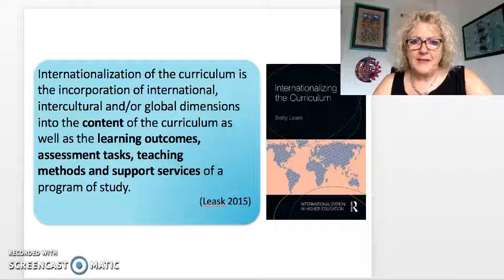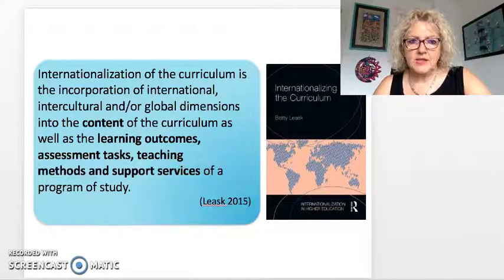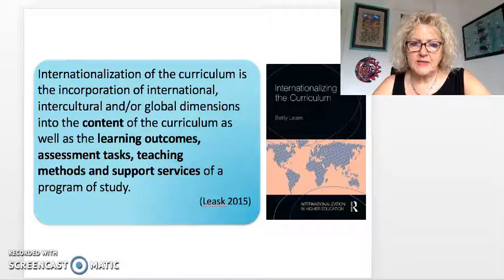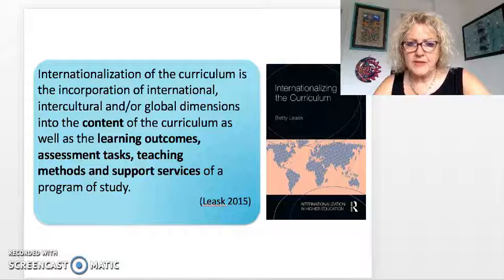This is the book by Betty Leask that I've mentioned a couple of times, Internationalizing the Curriculum, and this is what she says. It's her definition of curriculum internationalization. So it's the incorporation of international, intercultural, global dimensions into the content of the curriculum, the learning outcomes, the assessment tasks, the teaching methods, and the support services of a program of study. And if you're interested in this, I would thoroughly recommend this book.